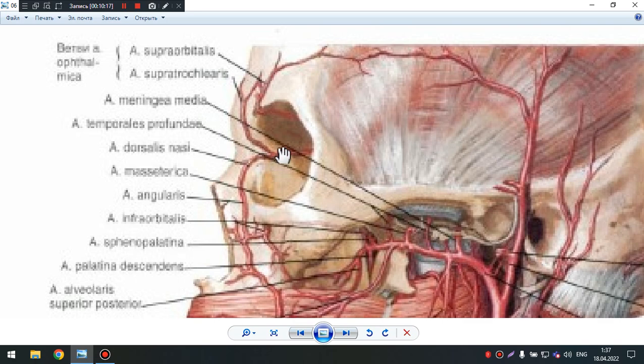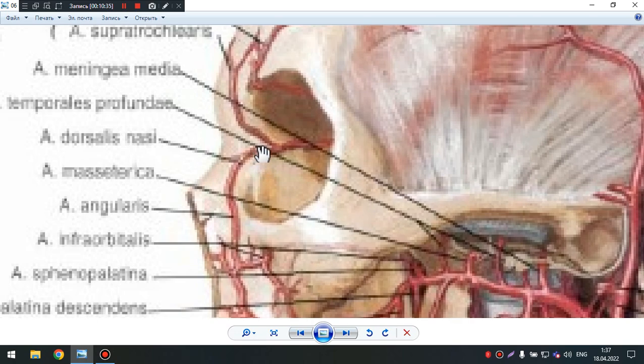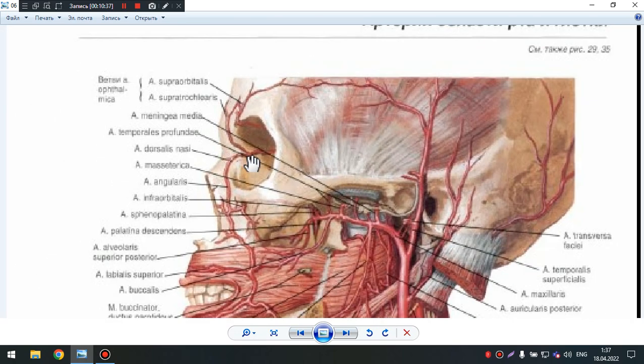This ophthalmic artery is a branch of the internal carotid artery. This anastomosis is an intersystematic anastomosis between the system of the external carotid artery and the internal carotid artery. It is a very dangerous anastomosis near the root of the nose.